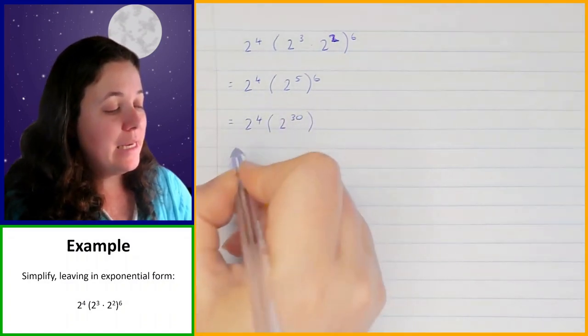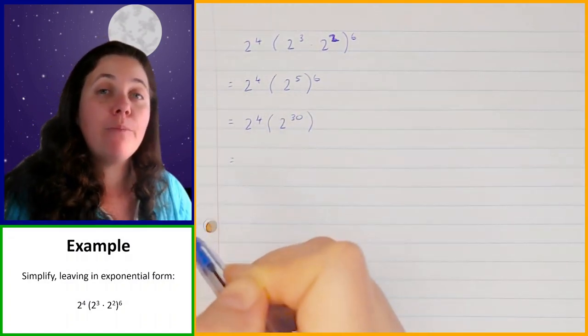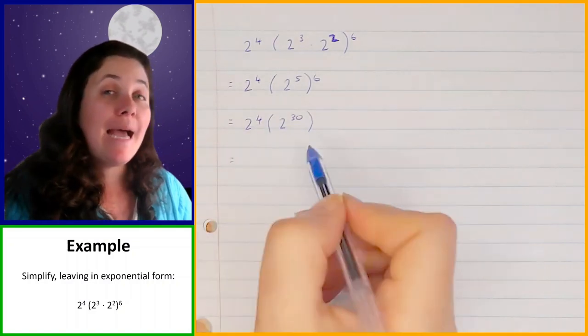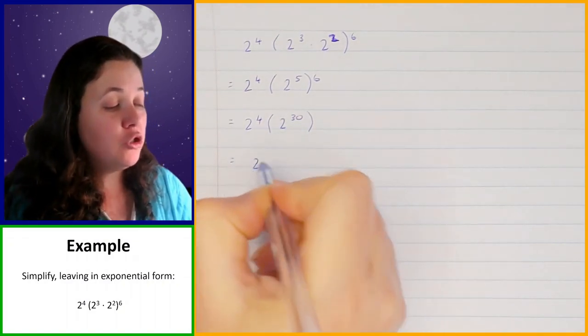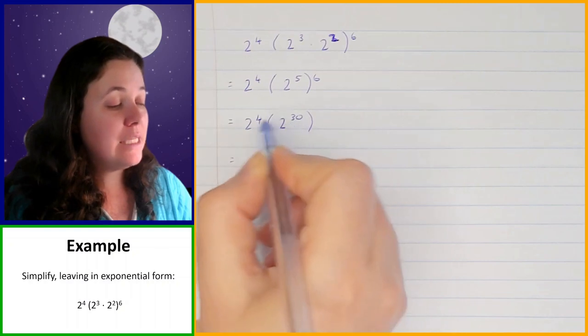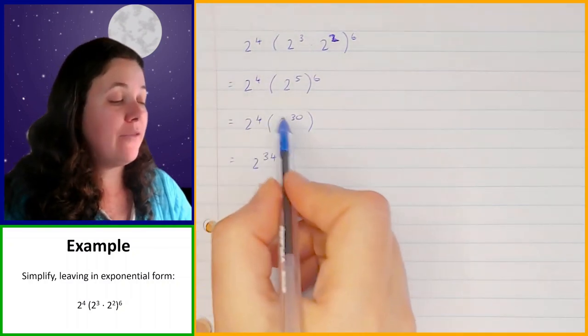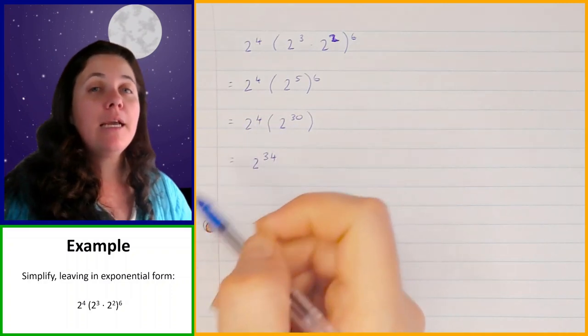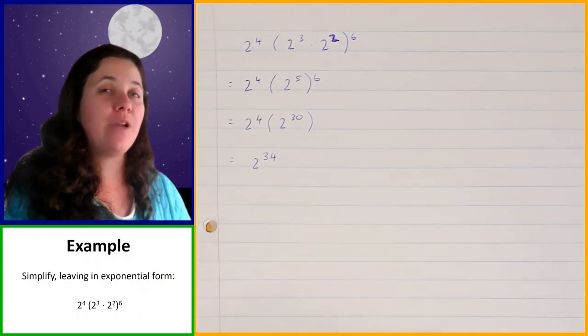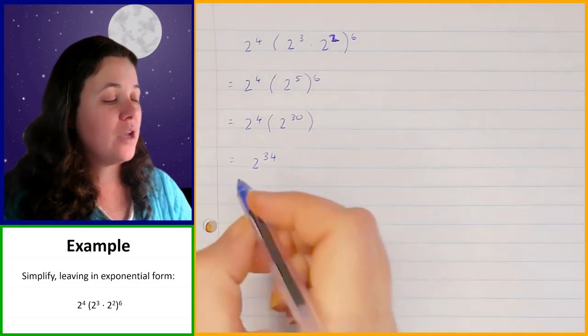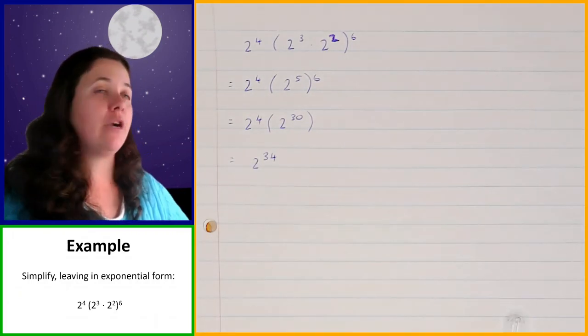Okay, and then I'm going to multiply those together. Now remember, when you multiply things with the same base, you add the exponents. So it's going to be 2 to the power of 30 plus 4 is 34. Okay, so please be careful. Don't multiply those exponents together. Don't get into this mode of multiplication and then forget when you need to start adding instead. Okay, so in that example, we get 2 to the power of 34.